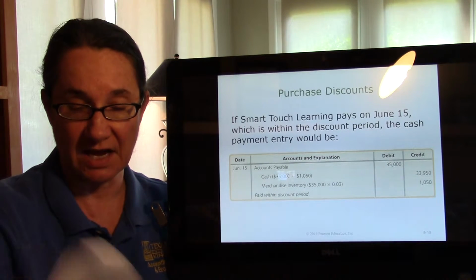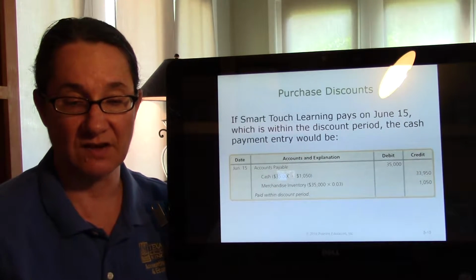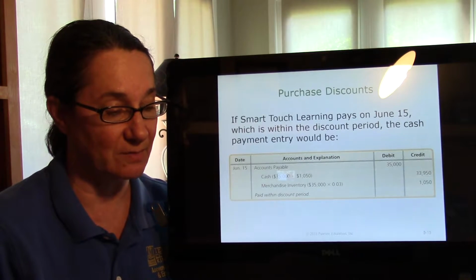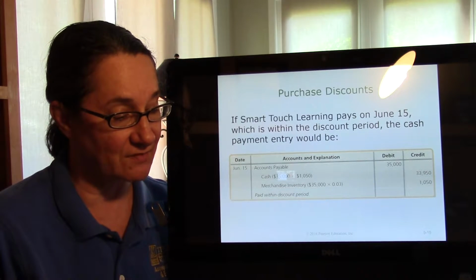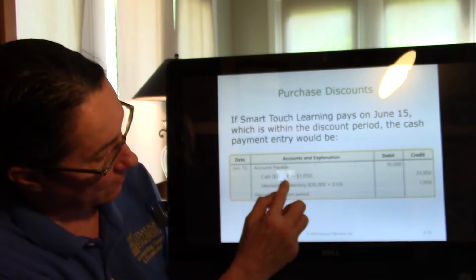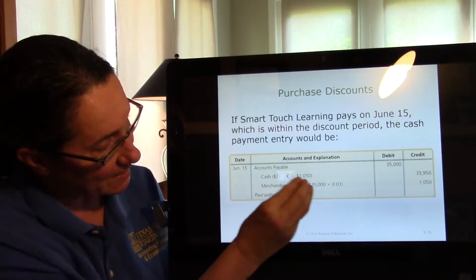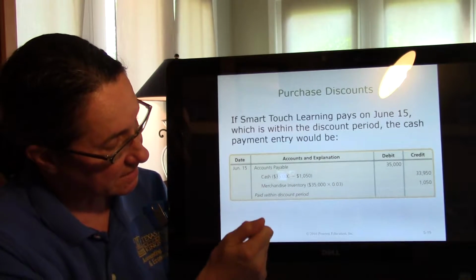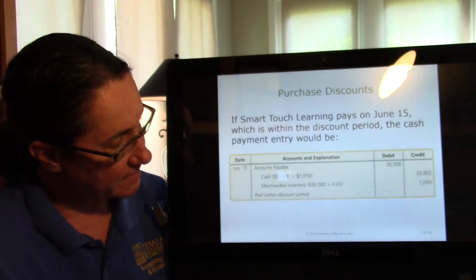A purchase discount is a discount that businesses offer to purchasers as an incentive for early payment. The payment terms of the purchase or sale are stated on the invoice. All right, so here is where we make the payment minus that discount. All right, so think about this.